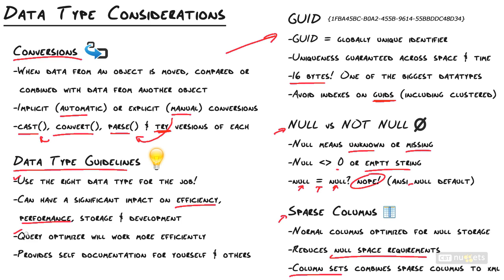So if you're using a big int when you could be using an int, then you could be slowing down your query. And another good reason here is that data types, since they describe the type of data going into the objects, provide a level of self-documentation for ourselves and anyone else using our database.